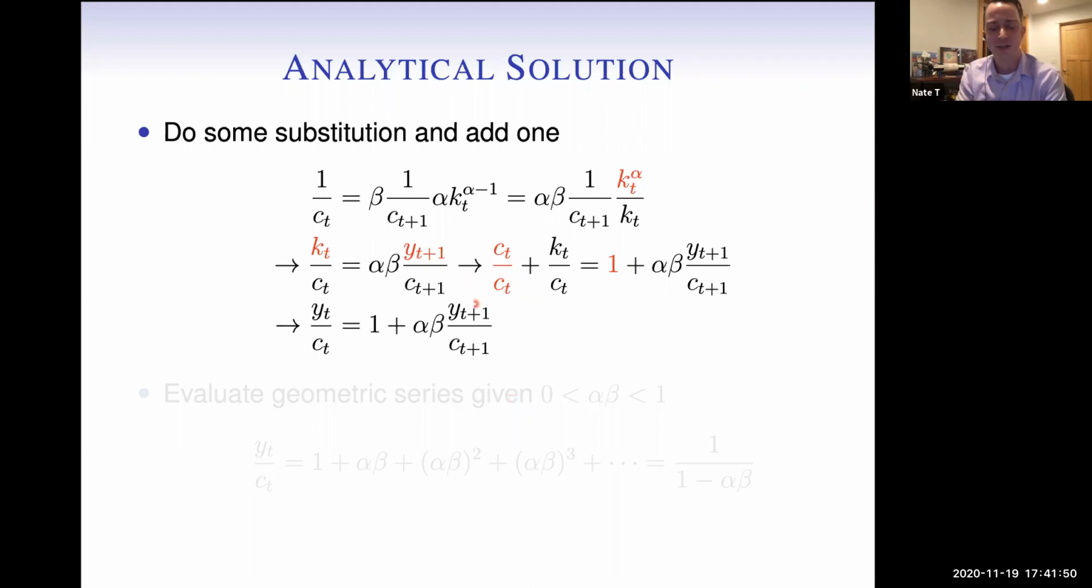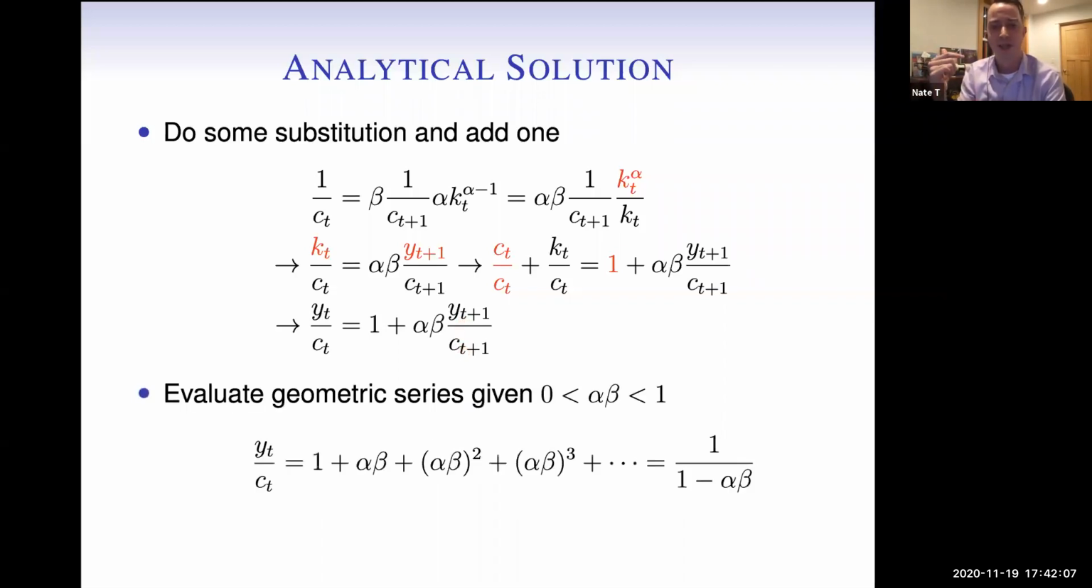And then you can get this recursive equation in this ratio y over c. So you got y, income, over consumption today equals 1 plus alpha beta times income over consumption tomorrow. It's a little recursive equation that you can forward substitute. And if you forward substitute this for infinite periods, you get a nice geometric series: 1, alpha beta to the 1, alpha beta squared, alpha beta cubed, alpha beta to the 4th, and so forth, alpha beta to the infinity.